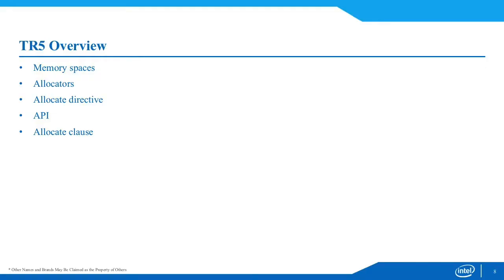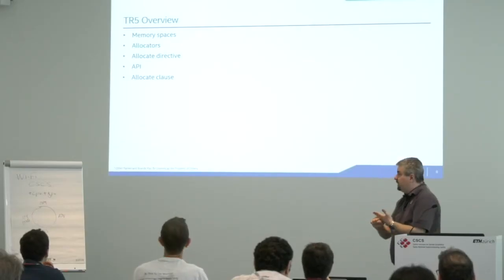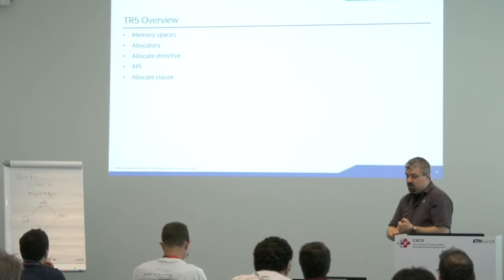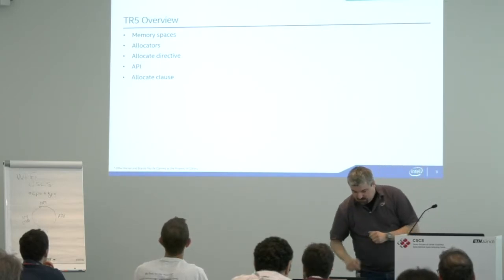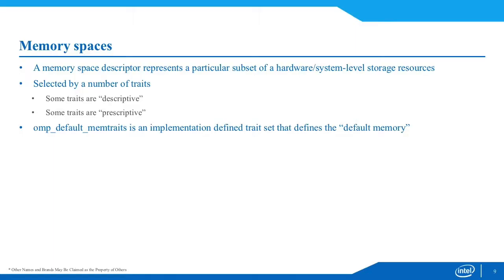Okay, so what do we have in TR5 already? So what we have is we have memory spaces, we have allocators, we have the allocate directive, we have an API to talk about all those concepts in language, in code, and we have an allocate clause. And I'm going to show you all that in a minute. Okay? Okay, so memory spaces.